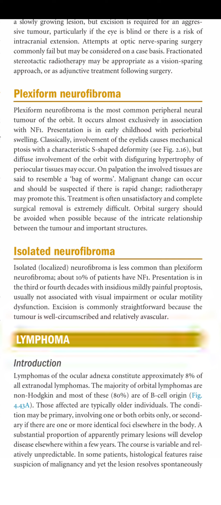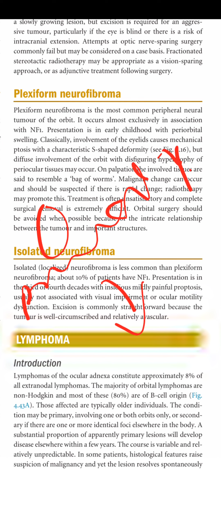The condition may be primary, involving one or both orbits only, or secondary if there are one or more identical foci elsewhere in the body. So it can occur primarily in the orbit as well, but usually it is secondary when elsewhere in the body is also affected. A substantial proportion of apparently primary lesions will develop disease elsewhere within a few years. So if you are seeing lymphoma only primarily in the orbit, a few years later you can see this condition systemically as well. The course is variable and relatively unpredictable.